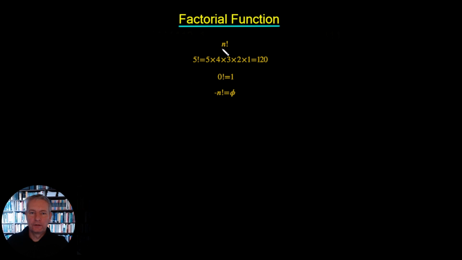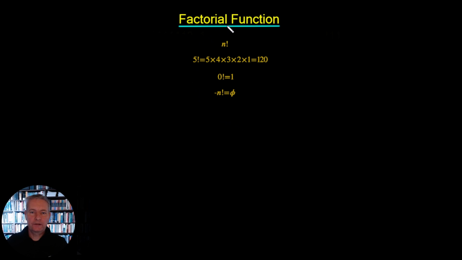Now the factorial is written n with the exclamation mark, and we just read this as n factorial. N factorial is just a multiplication of the descending numbers. So if we were to write 5 factorial, it's 5 times 4 times 3 times 2 times 1, which is 120. Now the value of 0 factorial is defined as a value of 1. The option of having negative numbers isn't available to us. So minus n factorial doesn't exist. It is the empty set.